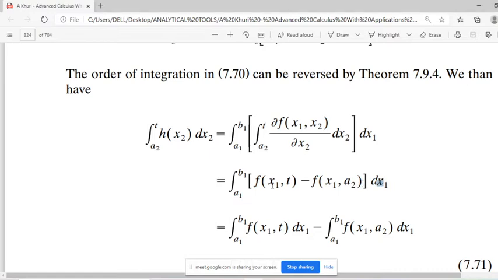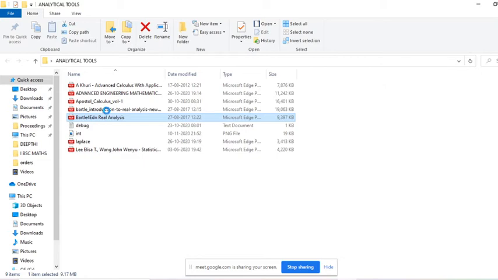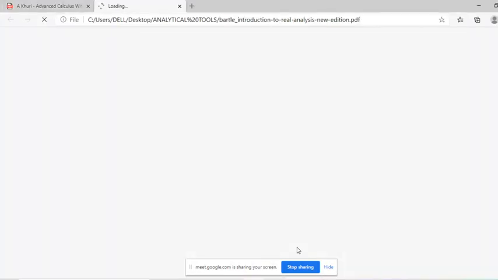So the mean value theorem is applied here, and we obtain the integral from a1 to b1 of f of x1 comma t minus the other term, because the integral of this is nothing but the function whose derivative it is. So capital F will be small f here. I will show you that step after opening Microsoft Word, or otherwise we can take it from the book of Bartle. You know the mean value theorem; the conditions are continuous in the closed interval and differentiable in the open interval. I will show you, no problem.